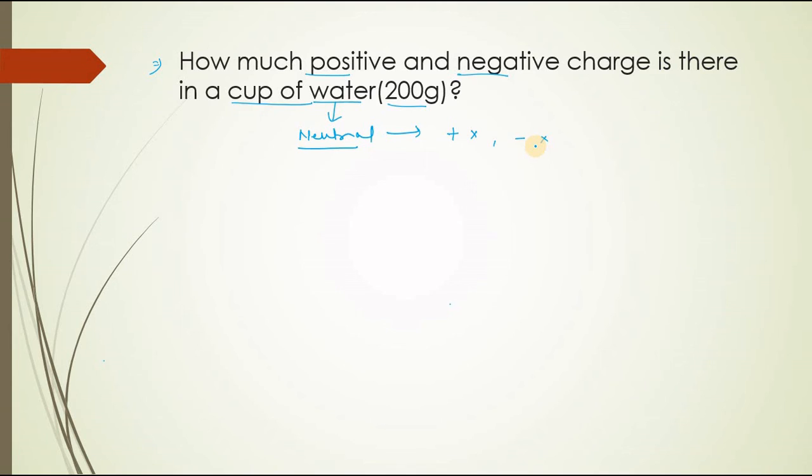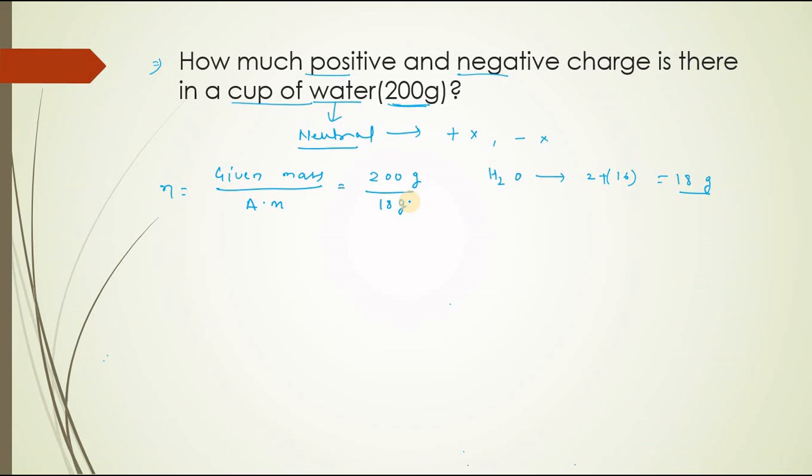But we have to find out how many charges exist in 200 gram of water. For that we need to take the help of the mole concept, and for that we have to find out the number of moles. The number of moles is your given mass divided by atomic mass. In the case of water, the formula is H2O: you have 2 and 16, 2 plus 16, so you are going to have 18 gram as the atomic mass. So it is going to be 200 gram over 18 gram.